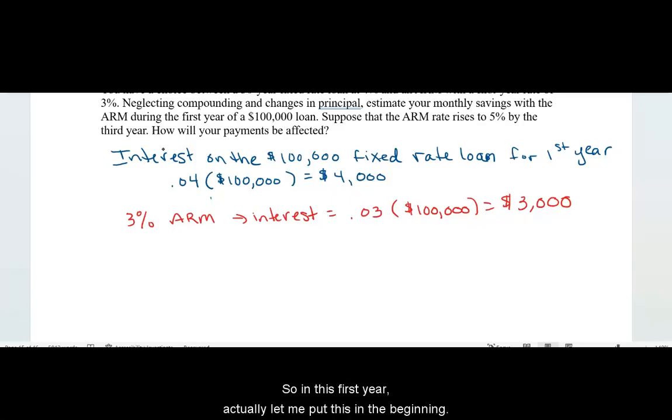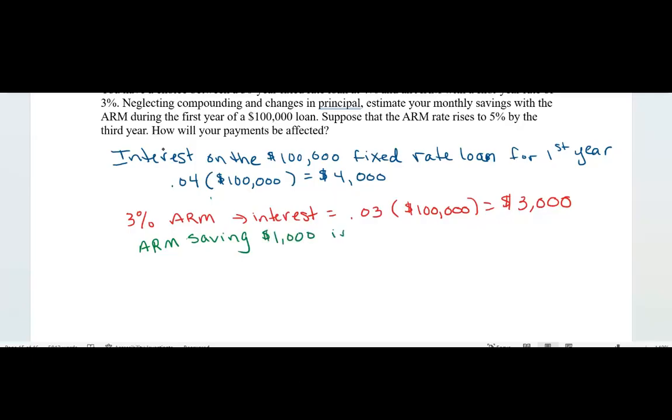So in this first year, actually, let me put this in the beginning. With the adjustable rate, you're actually going to be saving $1,000 in interest. That's what you're going to be saving. What does that mean about your monthly payment? I'm going to take this further because it's talking about how will your payments be affected. So that means I'm going to be saving $1,000 during the first year with the adjustable rate mortgage.